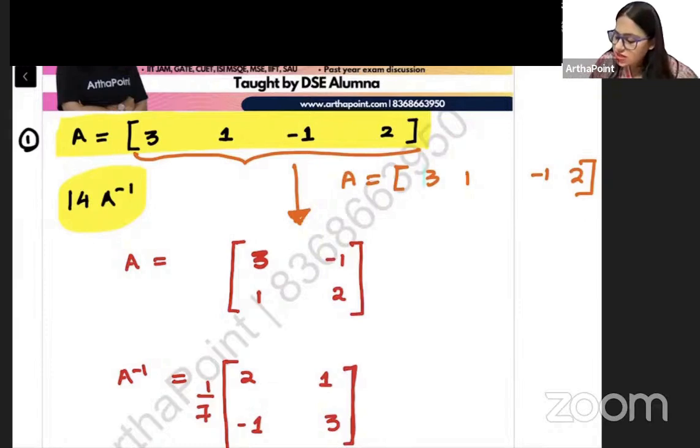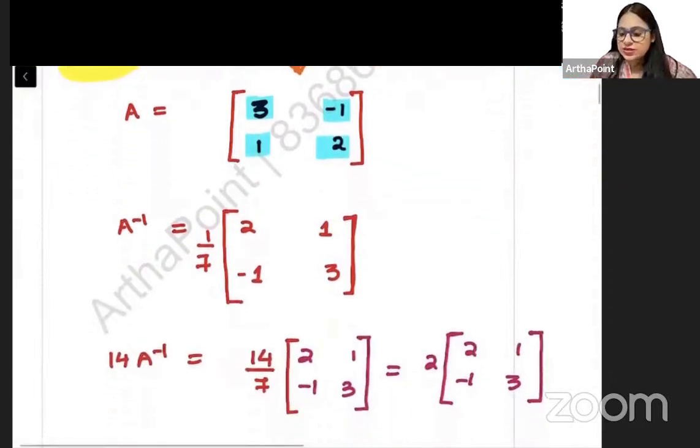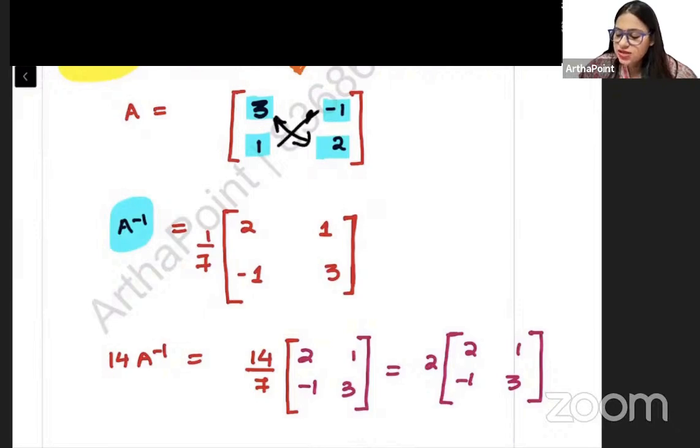I have considered this as my first column, so I've written 3, 1. Then I have considered this as my second column, and I've written -1 and 2. Now I need to find the inverse of this matrix. Whenever we find the inverse, these two change their positions and these two change their sign. Then 1 by determinant of A comes here to find the inverse.